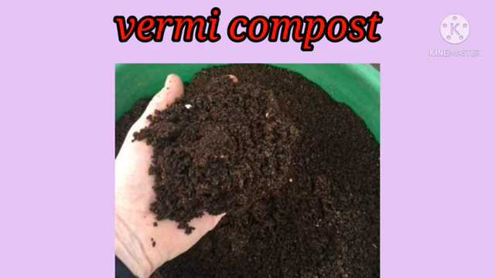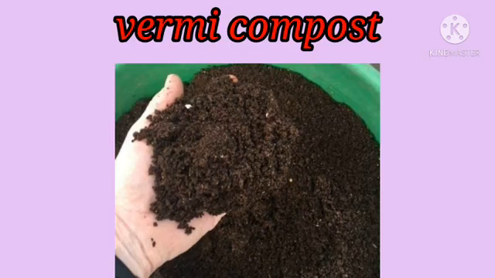Then the bedding material should be moistened by adding water, so that the worms are able to move freely. After that we gently place the worms on the bedding. For the worms to eat we have to add organic waste, that is kitchen waste, vegetable and fruit waste.